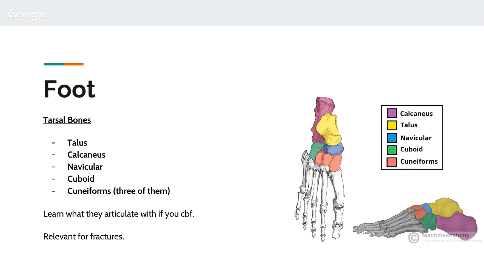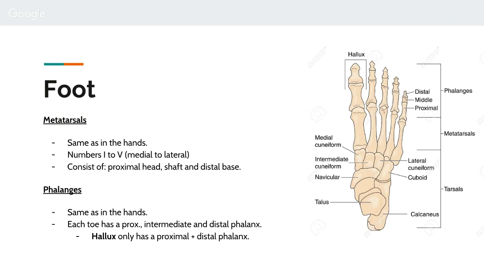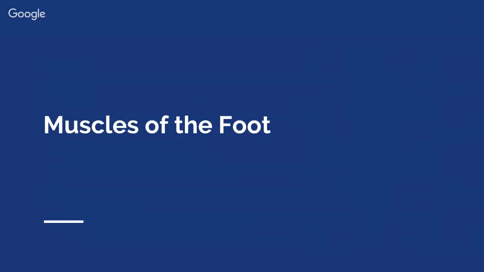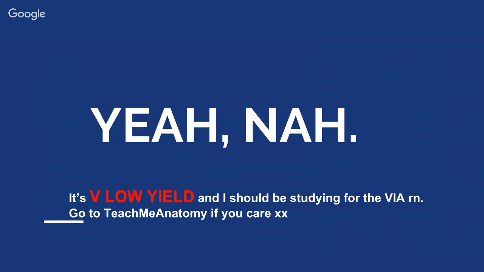Okay, bones. They exist. Calcaneus, talus and stuff. Not as high yield, just know where they are. Same deal with the hands. They start medial to lateral, 1 to 5, starting at your thumb or your toe. Yeah, phalanges. Muscles, not going to cover them because they are very, very low yield, and that would be wasting my time and yours.